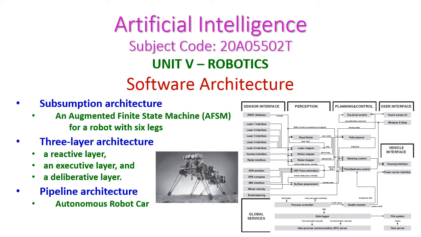In today's artificial intelligence class, we will see the robotic software architecture from 5th unit. Under this class, we will see the subsumption architecture by using the augmented finite state machine for robot with 6 legs. After that, the 3-layer architecture. The 3 layers are the reactive layer, executive layer and deliberative layer. After that, we will see the pipeline architecture for autonomous robot car. Okay, we will see all those things one by one.